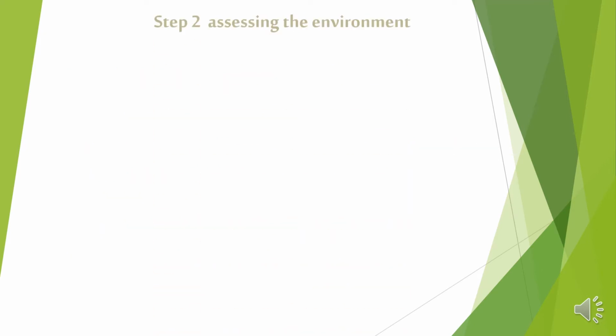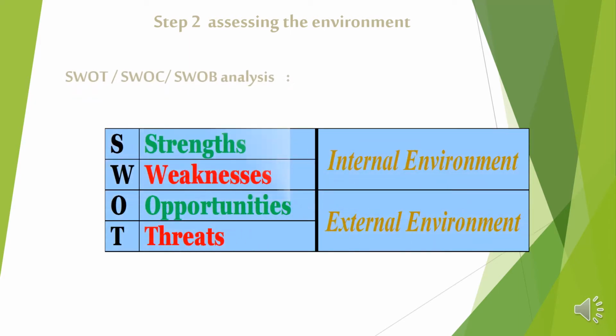So we are still assessing the environment, the SWOT analysis. As we said, there is assessing of the internal environment. Two things are internal, inside the facility: strength points and weakness points. So strengths and weaknesses are inside the facility, and we will call them the internal environment. Opportunities and threats, or challenges or barriers, we will call the external environment.